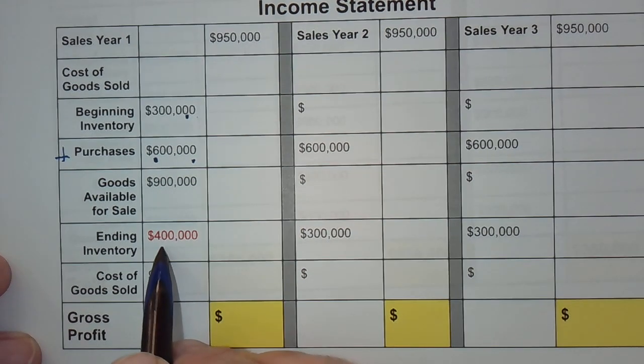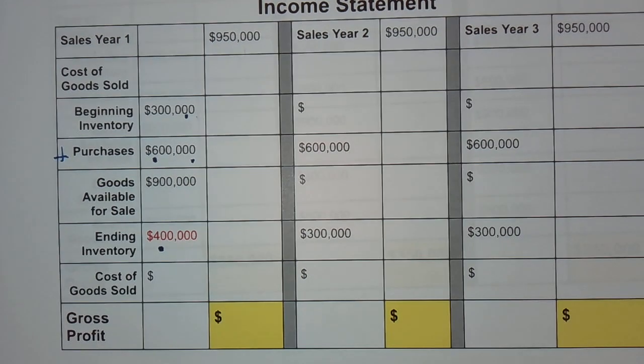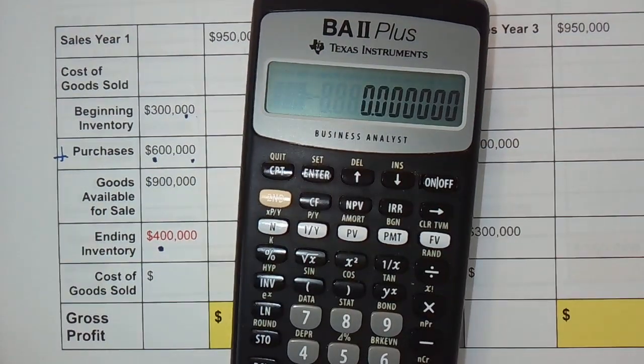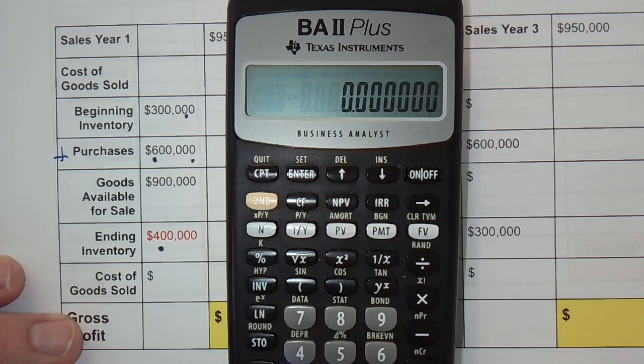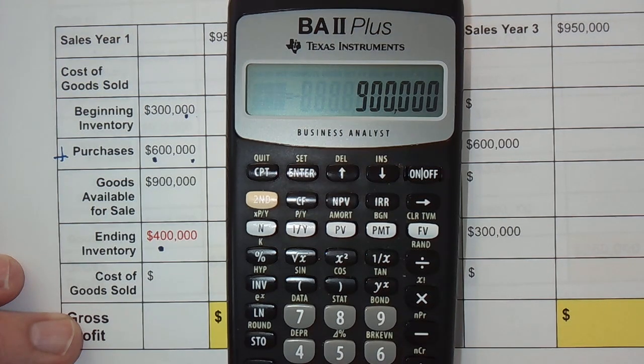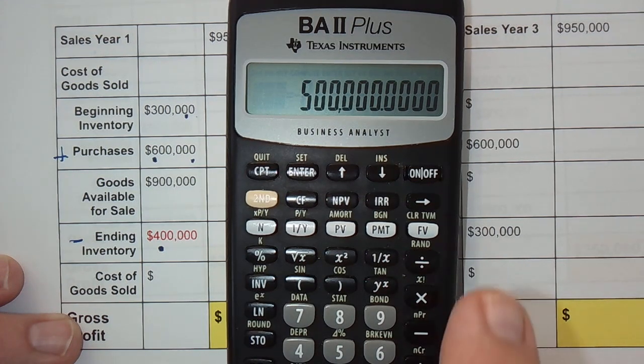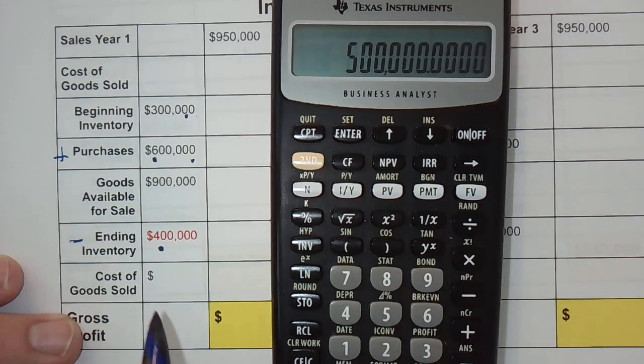Our incorrect ending inventory in this case is $400,000. Remember, it should be $300,000, but because of the error, it's $400,000. So I'm going to take our goods available for sale, the $900,000, and subtract from that our incorrect ending inventory. Again, we don't know that it's incorrect at the time, but we know it now. Our incorrect ending inventory of $400,000 means we have a cost of goods sold of $500,000.